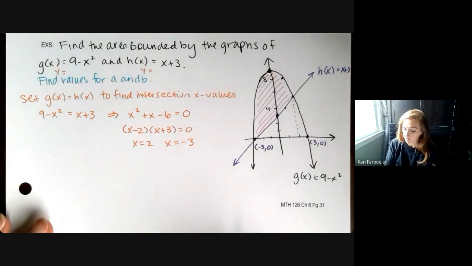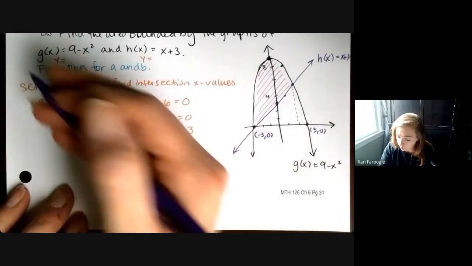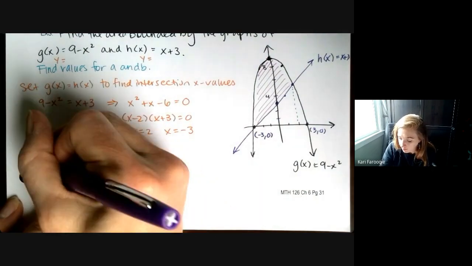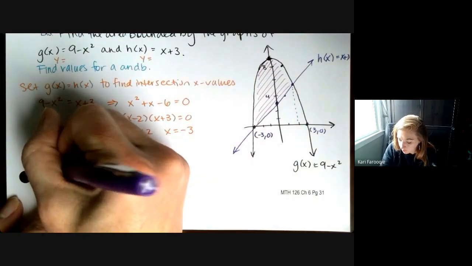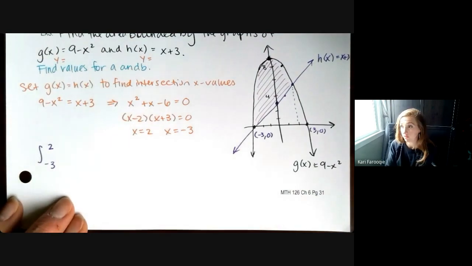Okay, so let's go ahead and set up our integral then. I have the limits of integration. That's probably the harder part of this. And I'm going to integrate this from -3 to 2. And what I'm going to do now is take the top function minus the bottom.